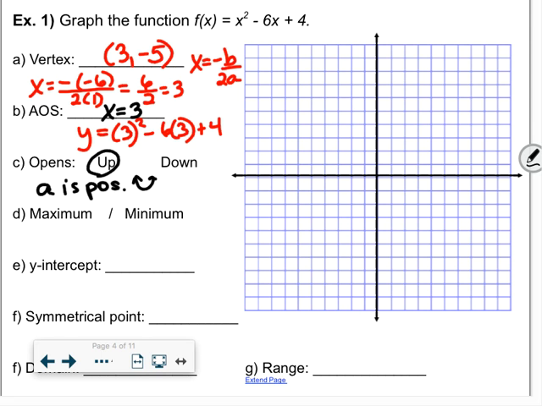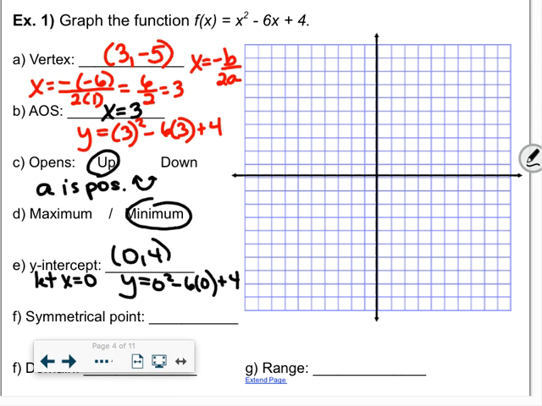If it opens up, do I have a maximum or a minimum? A minimum. To do the y-intercept, let's write this down in our notes. You let x be 0. This is true for lines, it was true for absolute value, and it's true for quadratics. If you want to find a y-intercept, x is 0. So I get y equals 0 squared minus 6 times 0 plus 4. Well, that's 0 minus 0 plus 4, so it's (0, 4).